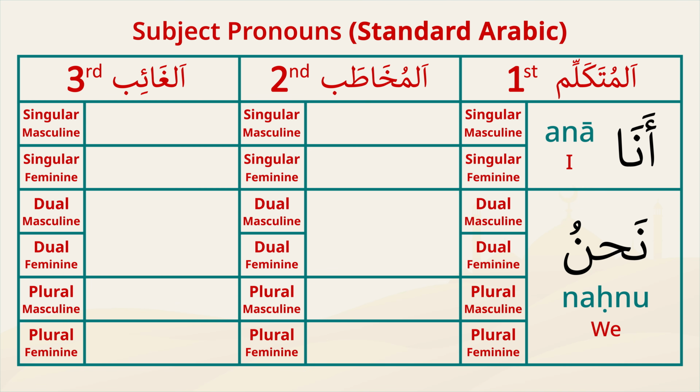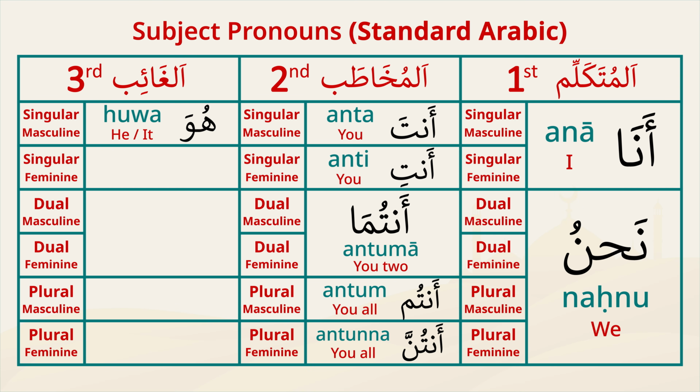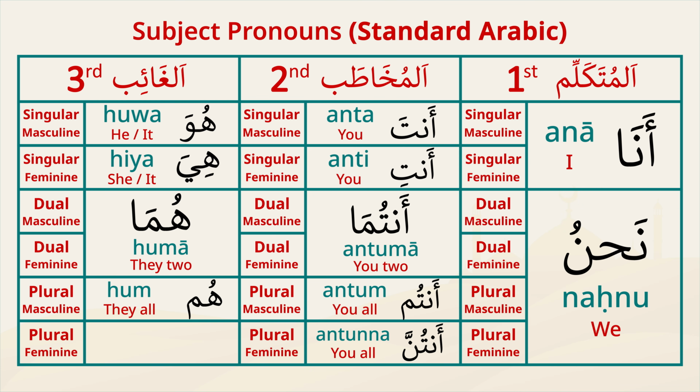For the second person, we have 5. أنت for singular masculine, أنتِ for singular feminine, أنتما for both duals, أنتم for plural masculine, and أنتن for plural feminine. And for the third person, we also have 5. هو singular masculine, هي singular feminine, هما for both duals, هم for plural masculine, and هن for plural feminine.